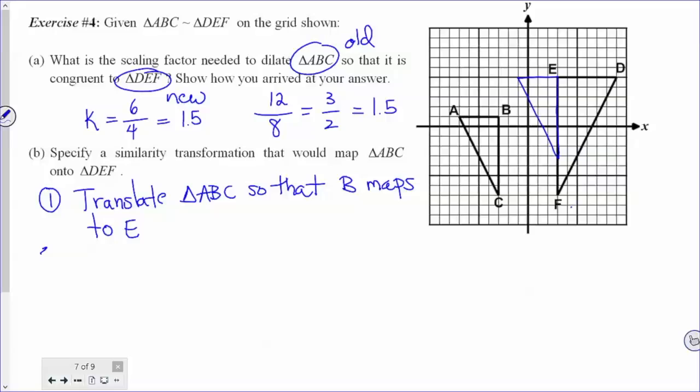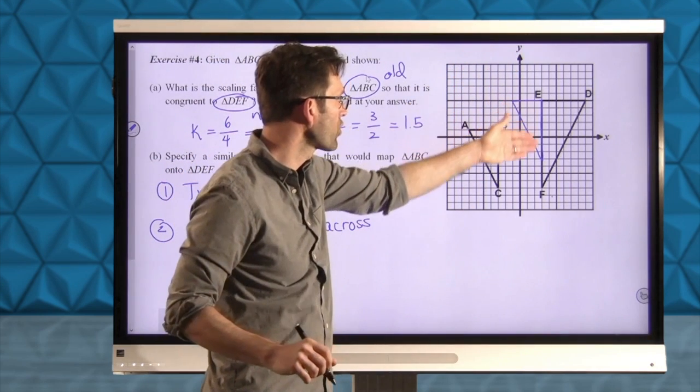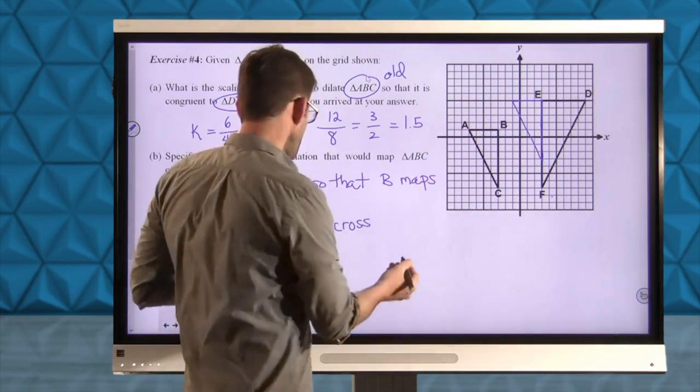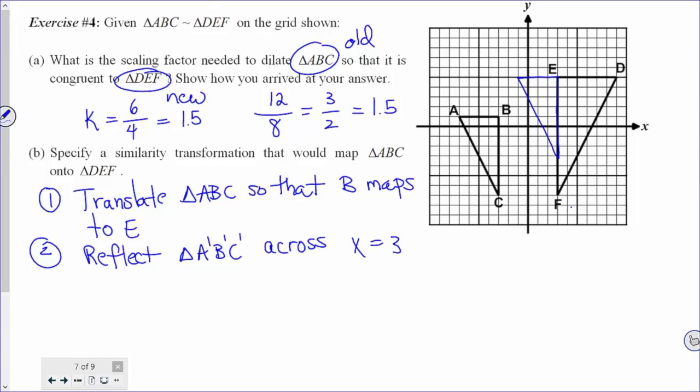So the second thing I'm going to do is I'm going to reflect triangle A prime, B prime, C prime across what? Well, you could describe it in many different ways. I want to reflect it across this vertical line. So you could give that equation. You could say, I'm going to cross the line x equals 3. That's that vertical line. Or you could just say across EF, right? You don't even have to use the equation, even though we're in the coordinate grid. You could just say, I'm going to reflect it across EF.